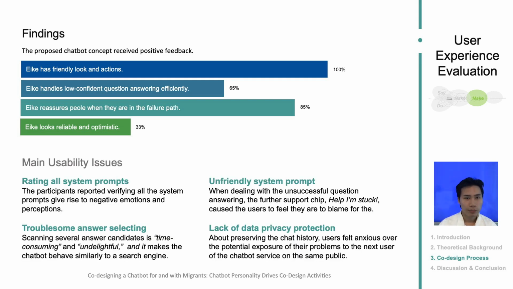However, there are still some usability issues to be fixed. For example, participants reported that being asked to verify all the system prompts is a heavy task. More than half of them complained that choosing an answer from the candidate list is inefficient. The request-support button "Help I'm stuck" is regarded as offensive by some users as it makes them feel they are incapable.